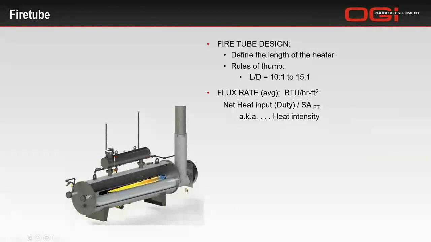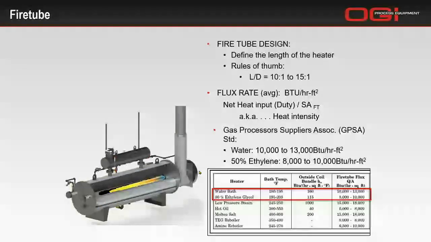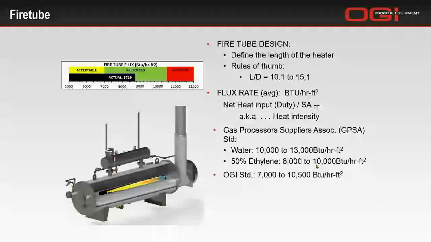Everything on the surface of this earth has a limit of how much energy it can absorb. Once you go beyond that, you're going to start to burn and scorch it. And glycol is no different. So this is where we look to GPSA and their best practice. And what they say is that if you are using water, then you could go between 10,000 and 13,000. However, for ethylene at 50-50 dilution ratio, you really should be using 8,000 to 10,000. Otherwise, you're getting into a situation where you're starting to scorch and break down the glycol.